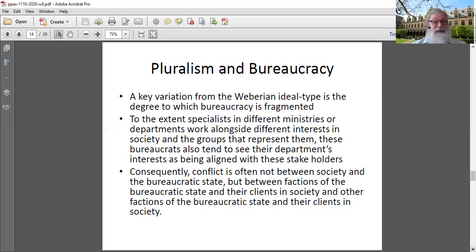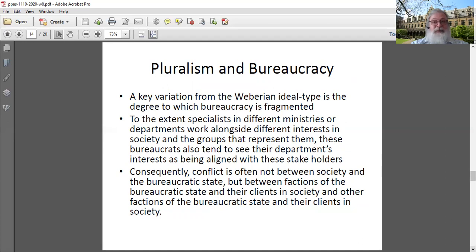The opinion of, and here's a classic one we've all heard of and know, the opinion of a political international issue that's held by the Department of Global Affairs, our foreign ministry, is probably pretty different than the opinion that's held of it by the Department of National Defense. Right? Diplomats and generals tend to see the world differently. And to the extent specialists in different ministries or departments work alongside one another but have different interests, these bureaucrats also tend to see their department's interests as being aligned with those views and stakeholders, right?